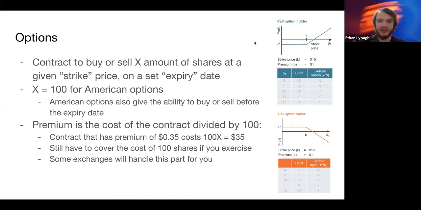However, if you wrote the option, that means you were saying that you would sell 100 shares of the stock to the person who bought it. So you want the price to stay below that $10, because that means you get the full amount of that premium price, which is what you're selling it for. So you want that stock to stay below $10. It expires worthless for the option holder, but you get to keep all of the premium that you sold the option for.